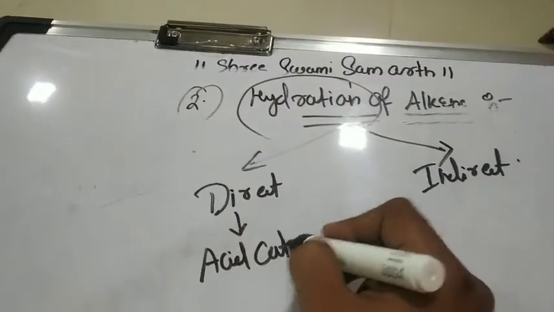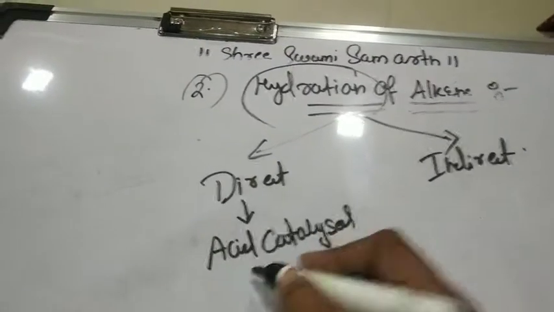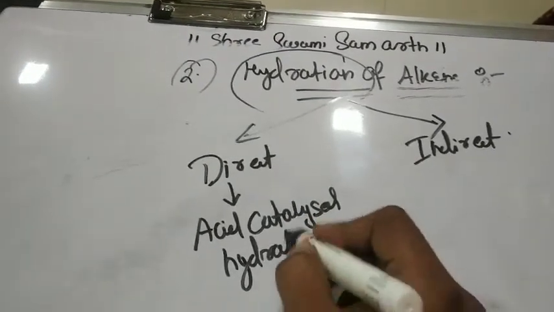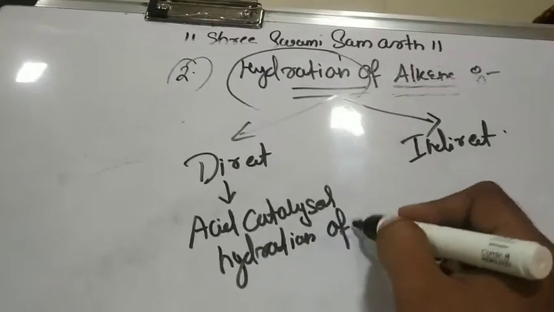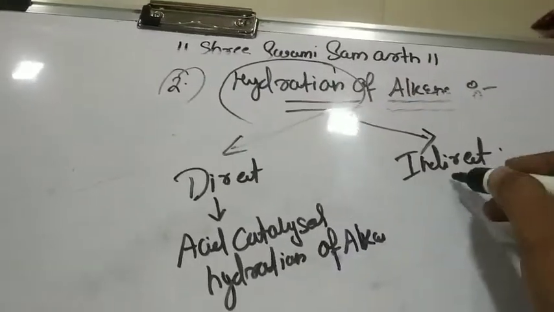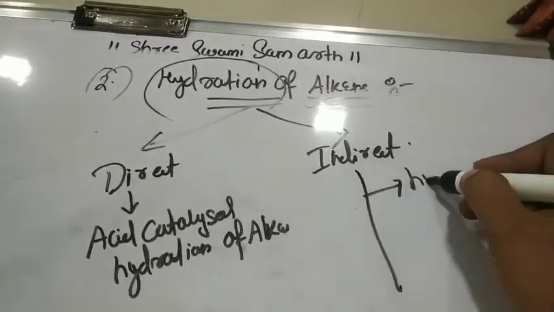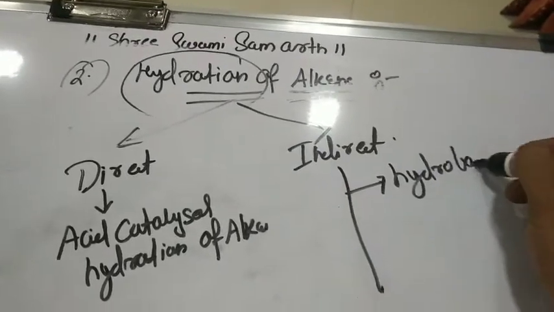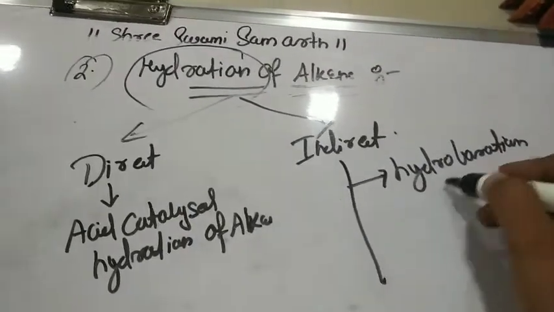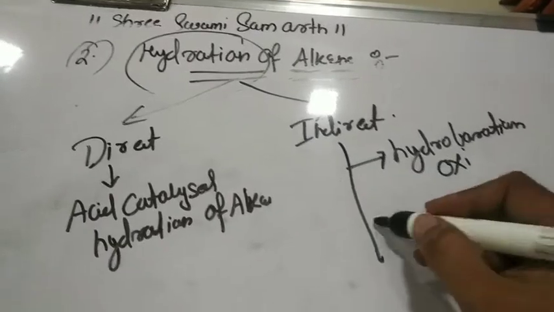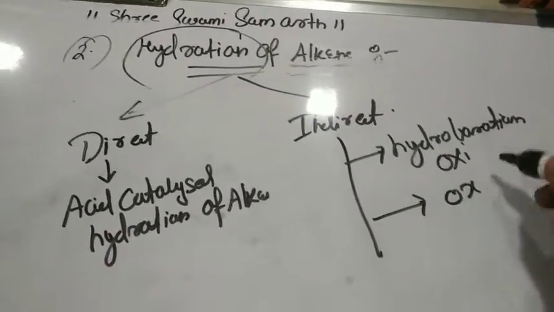Acid catalyzed hydration of alkene. Hydration of alkene. और indirect में क्या होता है? Hydroboration oxidation of alkene and oxymercuration.